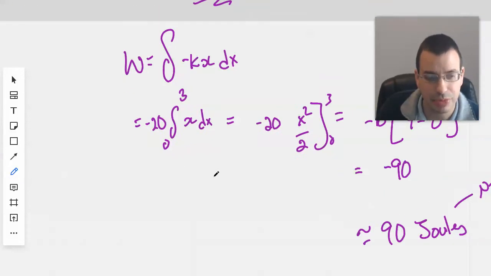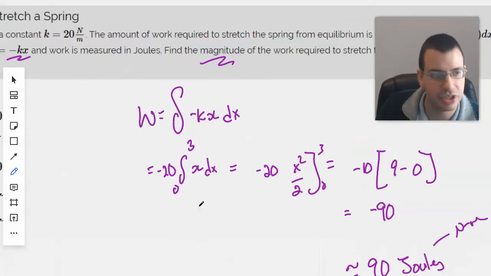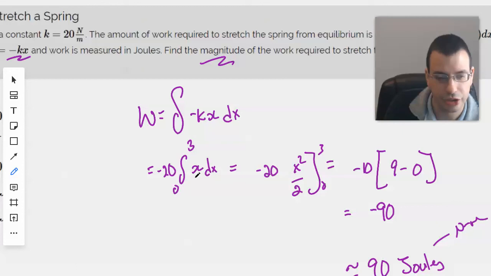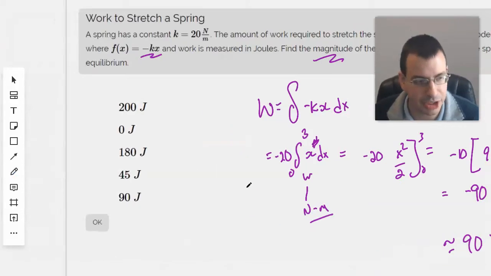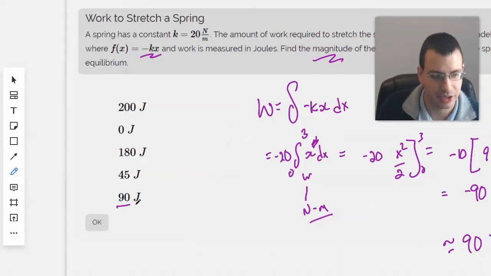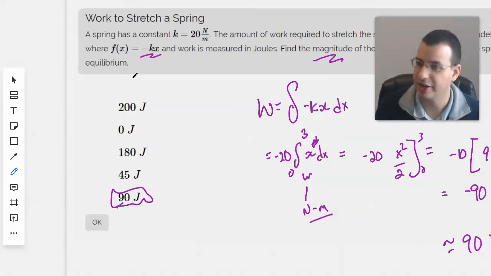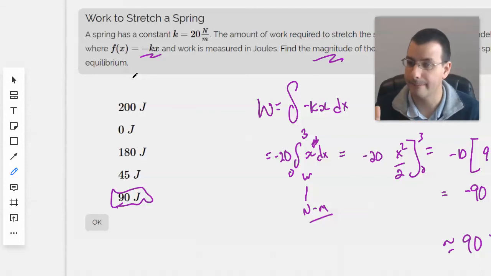Which makes sense because k is measured in newtons per meter. So we basically have newtons inside the equation, then we integrate with respect to x, and it gives us newton meters. So let's see if 90 is a possible answer. It is. Huzzah. And none of these are negative because it's asking for the magnitude.